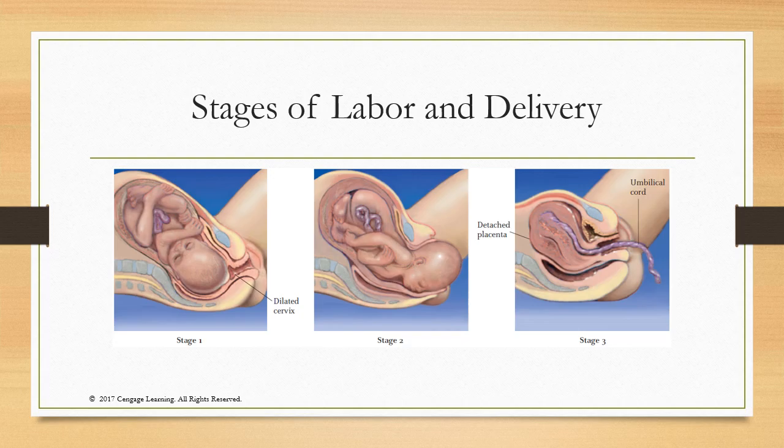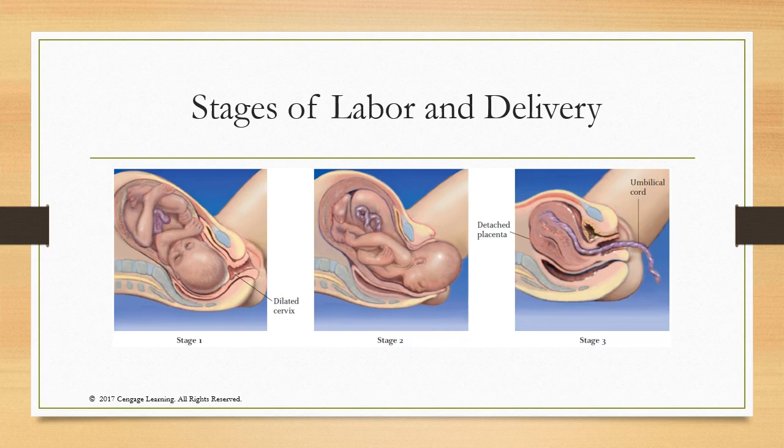So the first stage takes about 12 to 14 hours. It's when the uterus begins to contract and the contractions are irregular. And you begin the dilation of the cervix. You can see in the picture right down there by the baby's head, that starts to dilate, that starts to open. That's what that means.